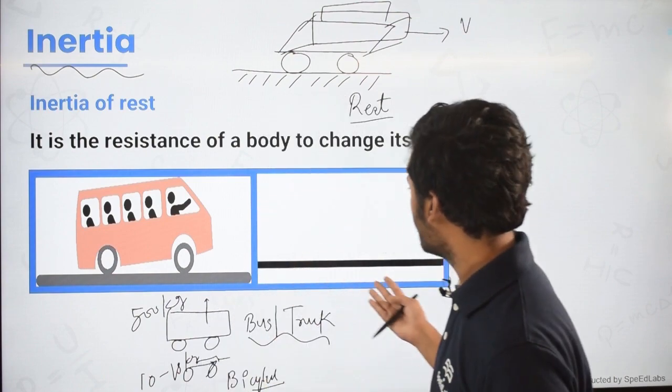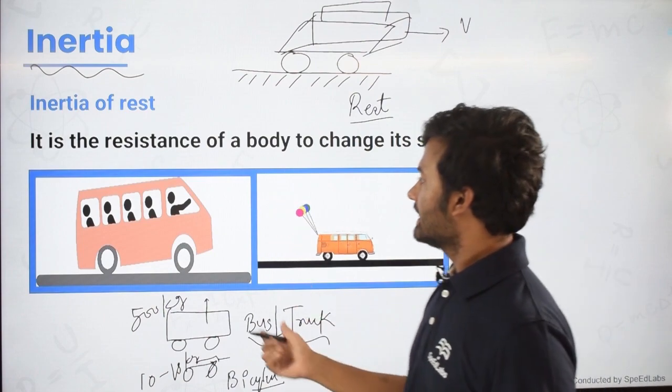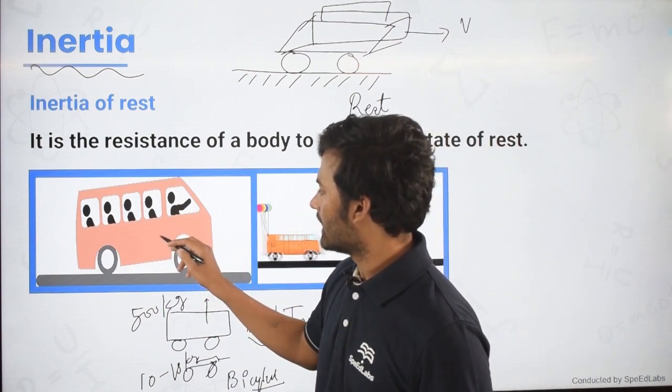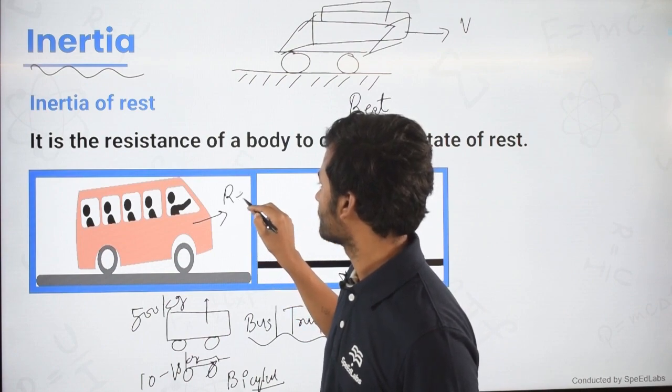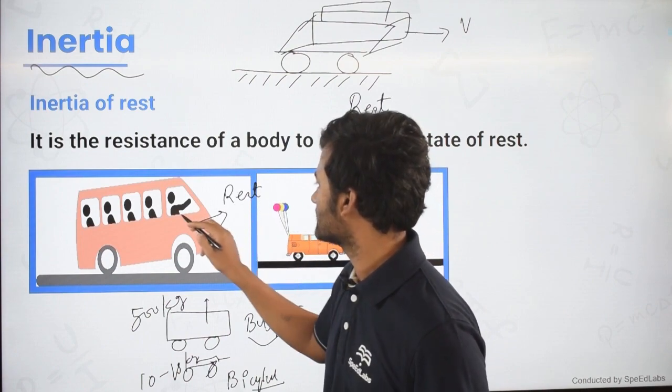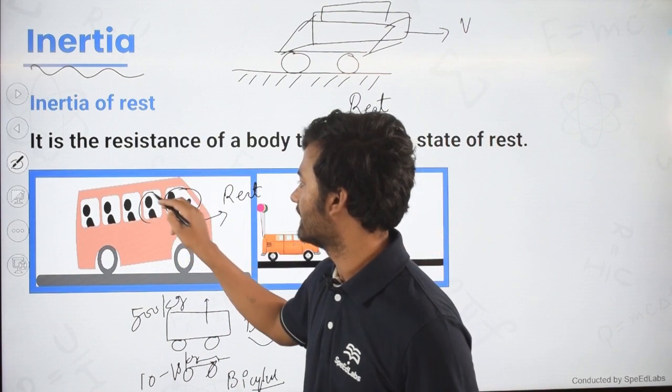Now we have many examples of this. Like this bus initially. Consider this bus to be at rest initially. Initially all the passengers who are sitting, including the driver, are at rest.